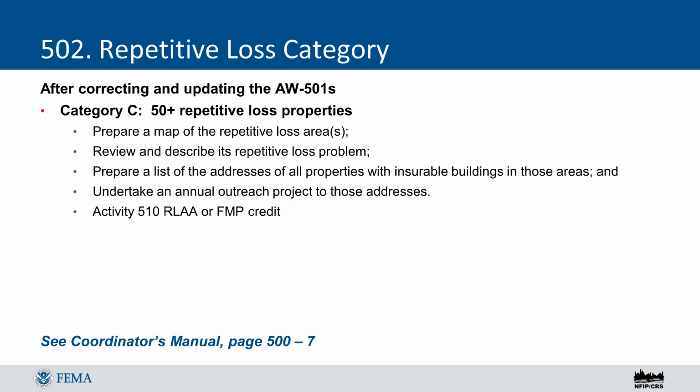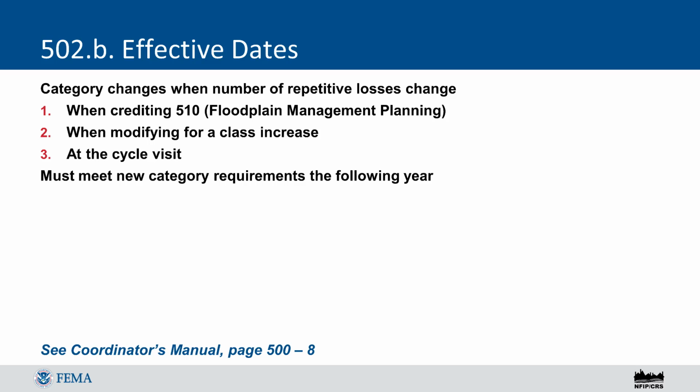Let's talk a little bit about effective dates and when the repetitive loss category changes in conjunction with a change in the number of repetitive loss properties. Your repetitive loss category will change under the following circumstances: when we credit Activity 510 or when we modify you for a class increase if you need or want to change your class in between cycles, or when it is time for your cycle visit. So if a category changes outside of those three specific occurrences, you are not penalized and required to do anything more either until you ask for a change to add 510 or your cycle visit comes up.